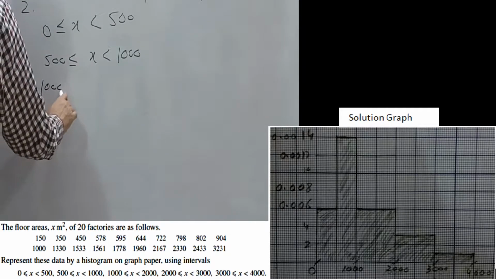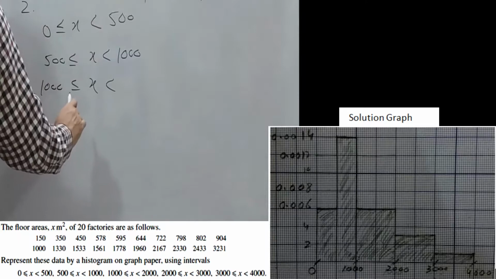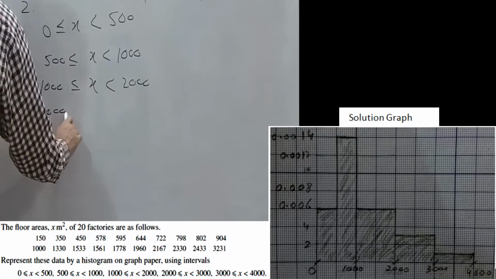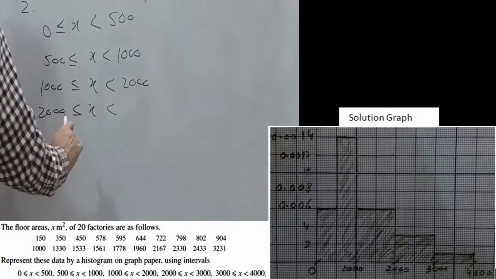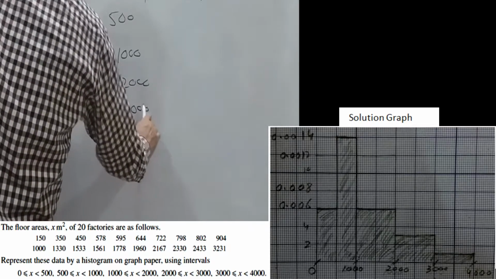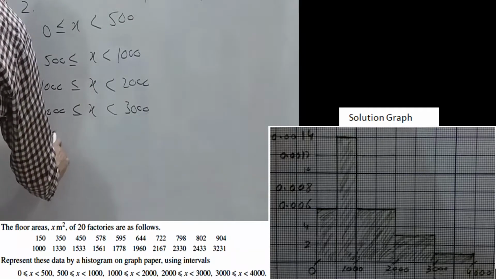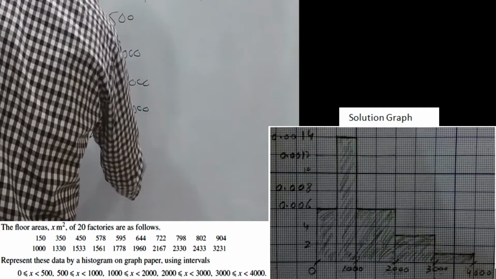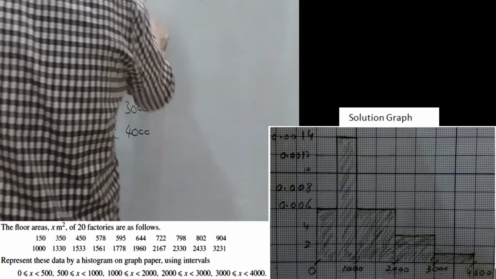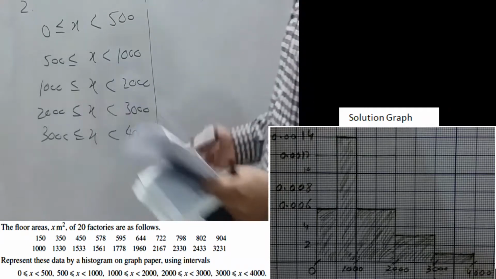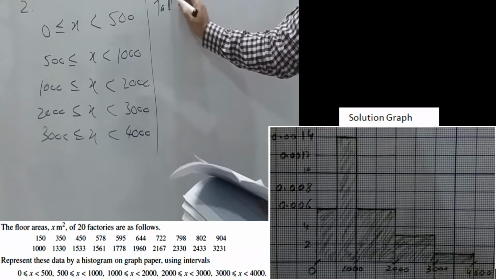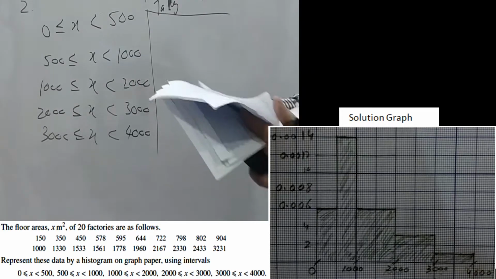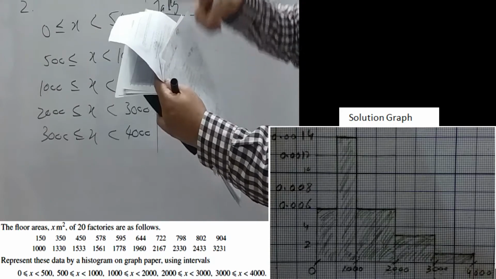Then we have from 1000 to 2000. Then you have from 2000 to 3000. And finally we have from 3000 to 4000. Now you have to make this tally column again. Again you will make this tally column. Now see the values in the question and go on cutting these values when you enter them.